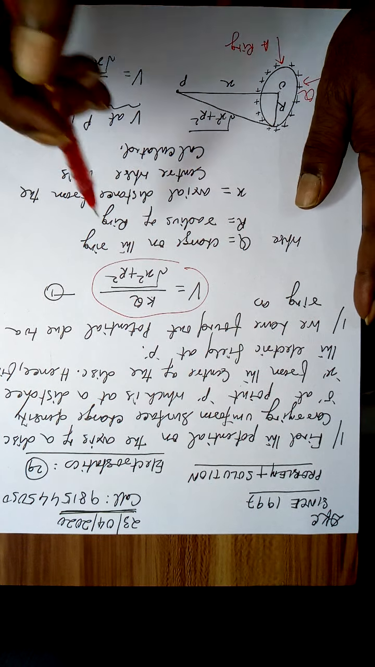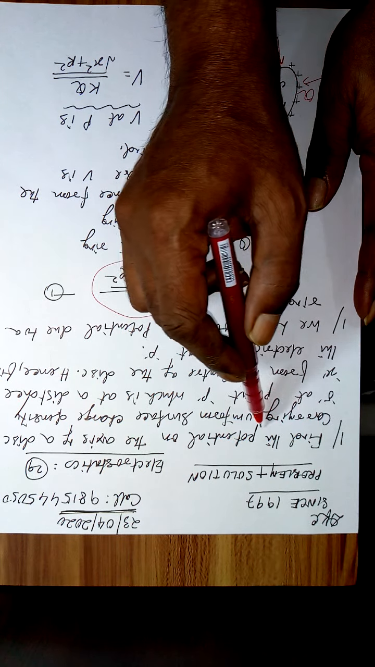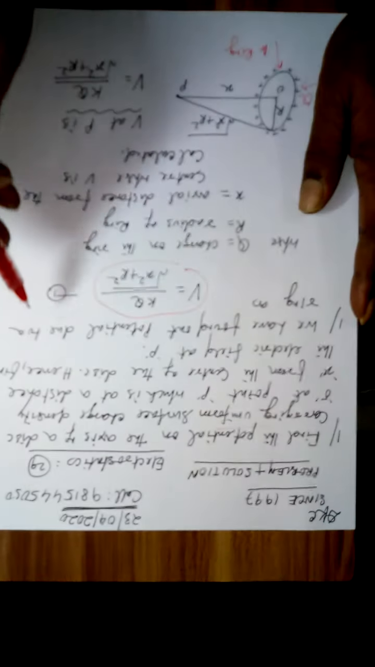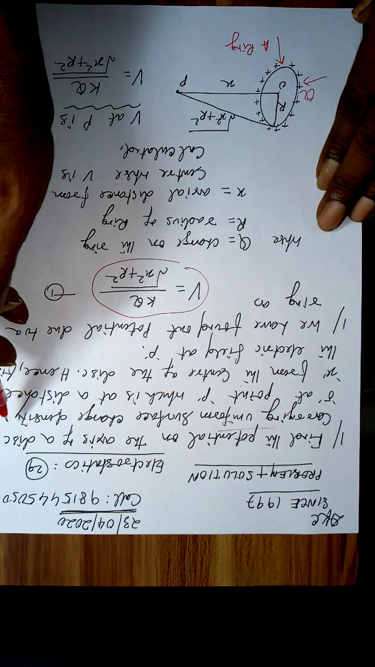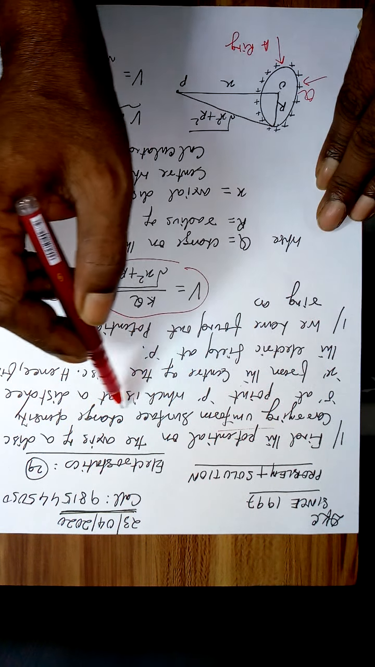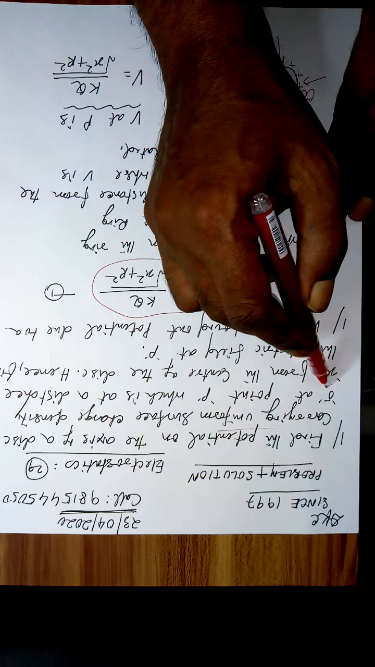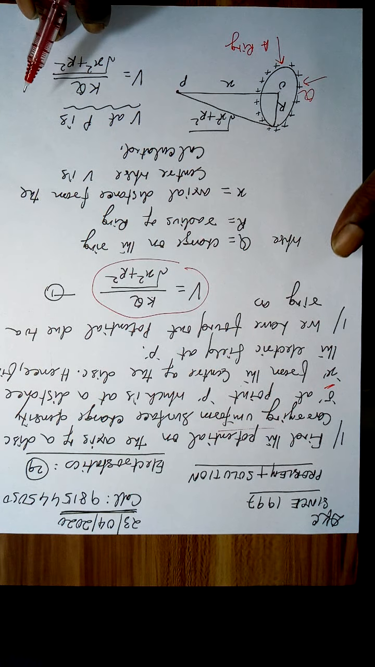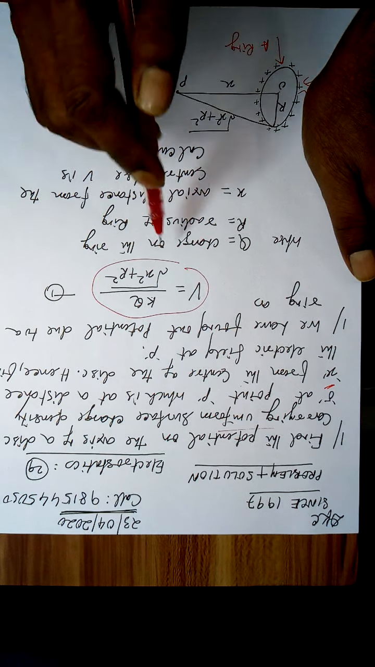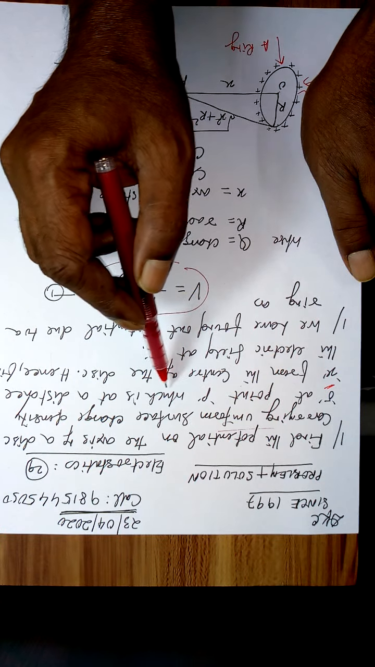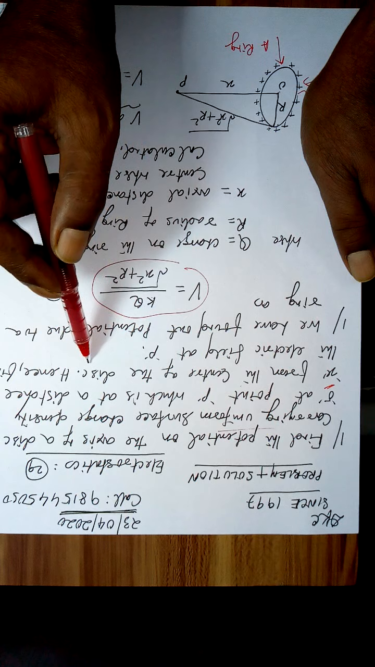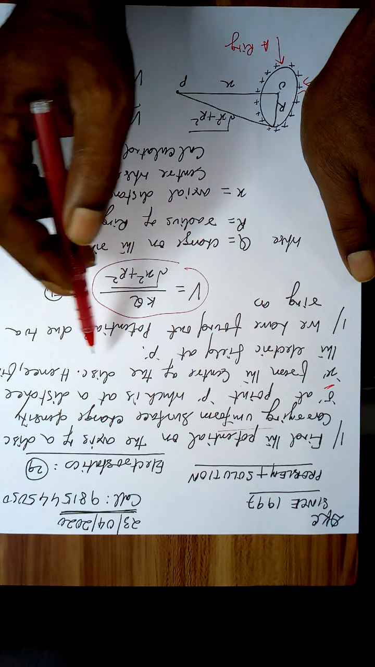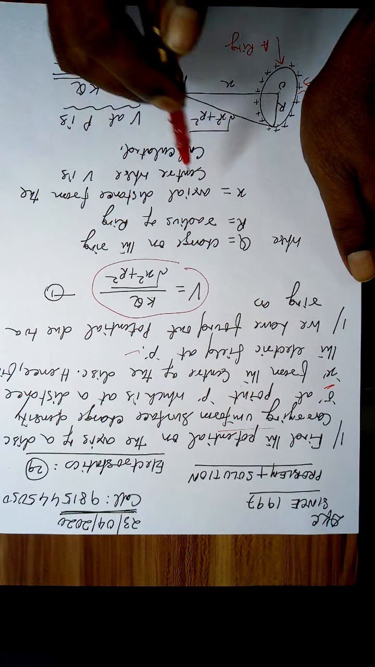Now let us find the electric potential on the axis of a disk. This time it is a disk carrying uniform surface charge density sigma, meaning sigma is the charge per unit area of the disk, at a point P, which is at a distance x from the center of the disk, and hence find the electric field at P.